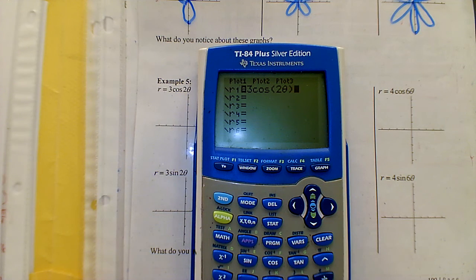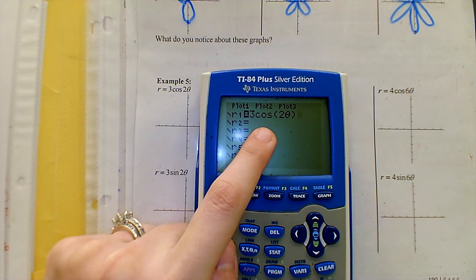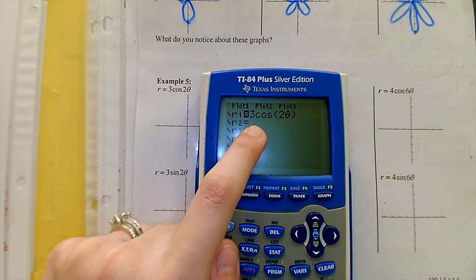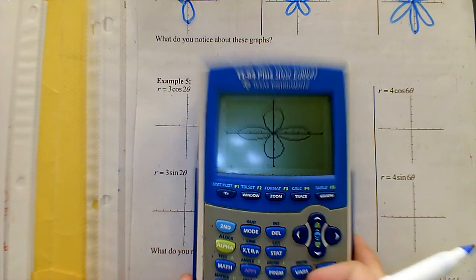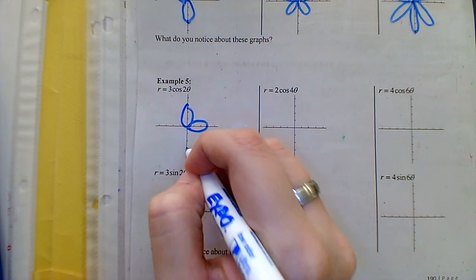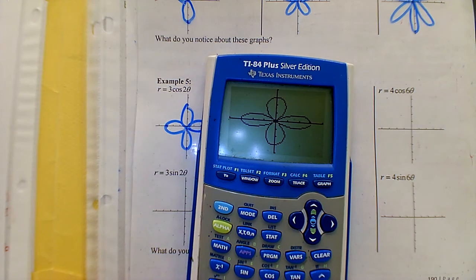Before we hit graph, I know some of you may have already done it. Before you hit graph, can we think about how many petals we should have and the length of them? Based off the other examples we did at the top. We would have 2 petals of length 3, right? If it followed the same pattern. But not quite. Okay, so look, this one looks like we have 4 petals of length 3. And what's neat is all of the petals happen to be on an axis.